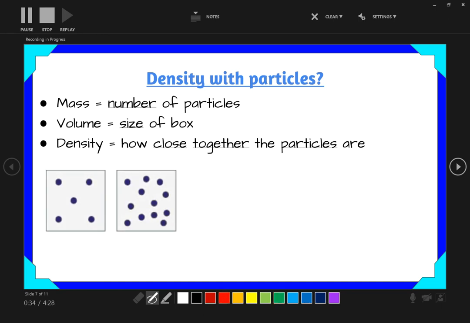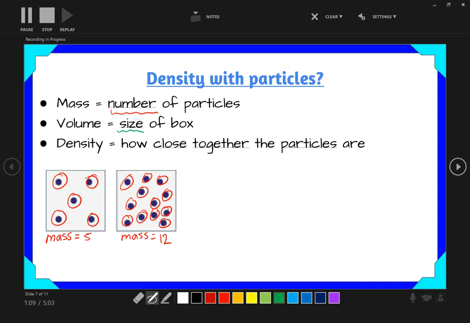All right, so in our first box over here, the mass is defined as the number of particles. So I'm just going to count how many there are. 1, 2, 3, 4, 5. If I take a look at the mass of our second box, again, it's just the number of particles, so count them up. 1, 2, 3, 4, 5, 6, 7, 8, 9, 10, 11, 12. Okay, so mass is just counting up how many you have in there.